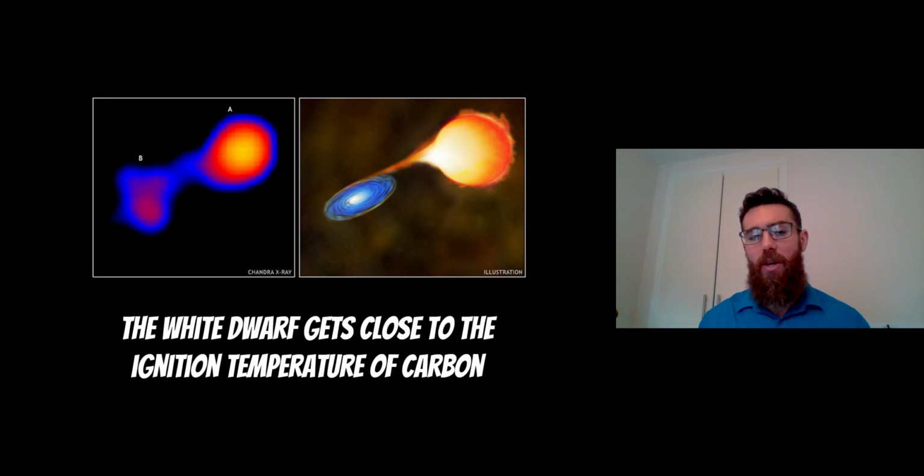So on the left hand side here, you've got an image taken where you've got a white dwarf pulling material off this red giant, and then you've got an illustration on the right to give you a bit more of an idea. But at that point, as it's pulling that material off, that white dwarf is growing in size. And once it gets to about 1.4 solar masses, it approaches the ignition temperature of carbon, and then it undergoes a thermonuclear reaction, which is basically a runaway reaction, and it just goes into a supernova.